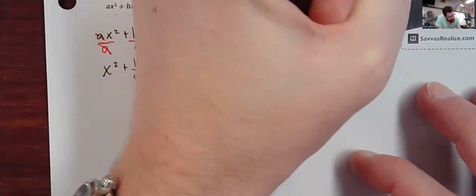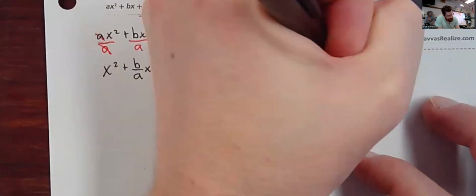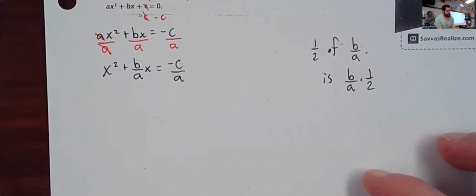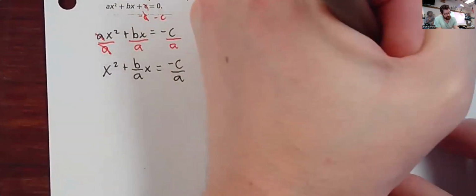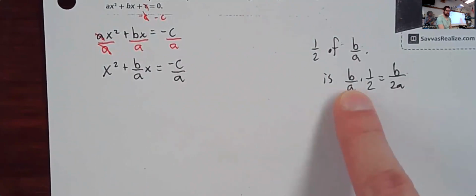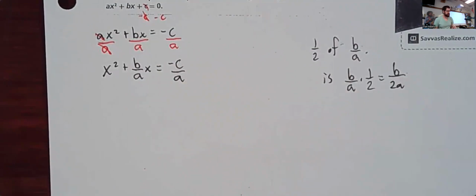Let's move over here for a second. Half of b over a is b over a times 1/2, which would be b over 2 times a. Half of something just means multiply it by half. If you multiply b over a by 1/2, 1 times b is b, a times 2 is 2a. So we're going to add b over 2a squared. We can't forget that we have to square this on both sides, but we're not going to write b squared over 4a squared. We're going to use parentheses around it.